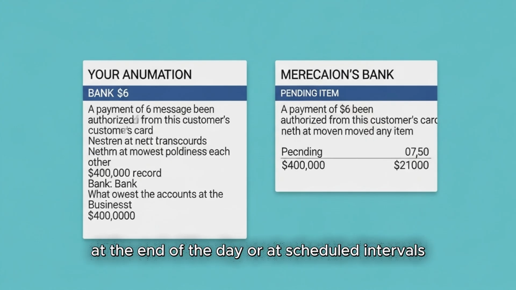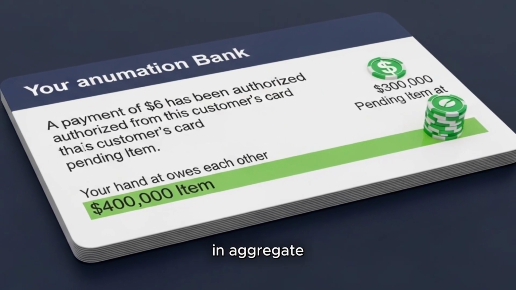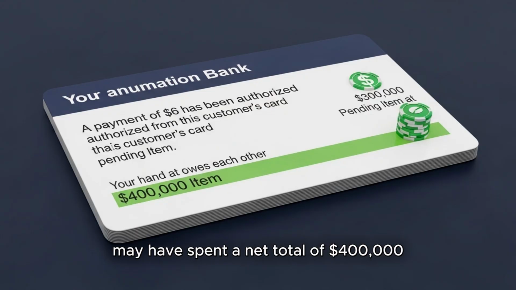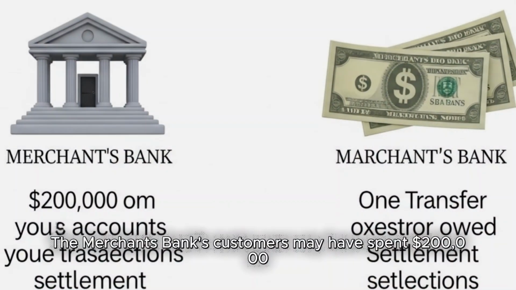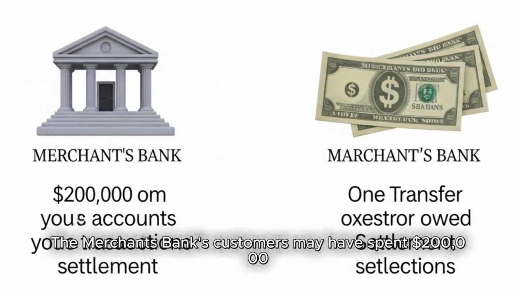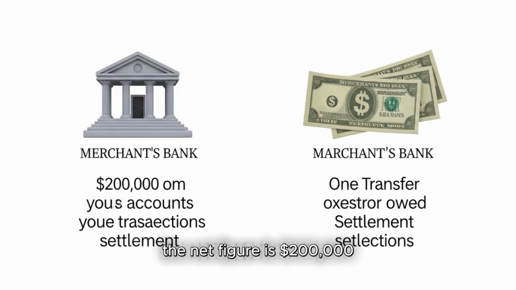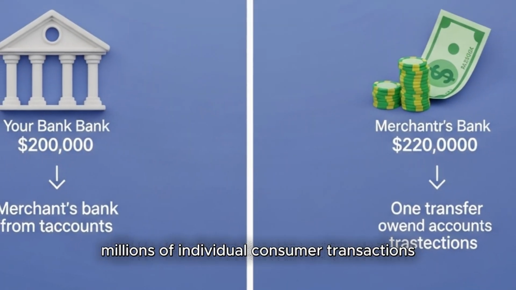At the end of the day, or at scheduled intervals, all of the banks that process transactions through a particular network calculate what they owe each other in aggregate. Your bank's customers may have spent a net total of $400,000 at businesses whose accounts are held at the merchant's bank. The merchant's bank's customers may have spent $200,000 at businesses whose accounts are at your bank. The net figure is $200,000 owed from your bank to the merchant's bank. One transfer, one settlement, covering potentially millions of individual consumer transactions.